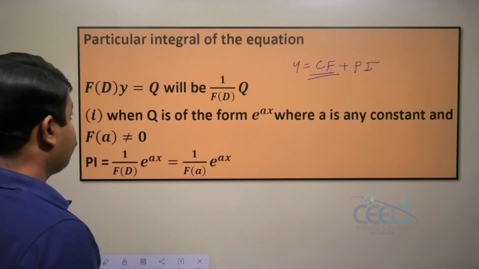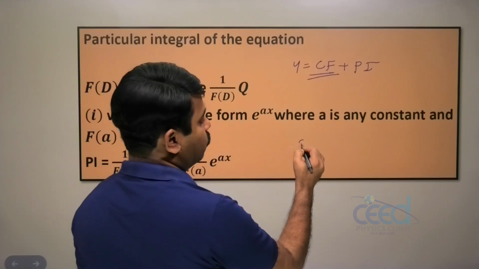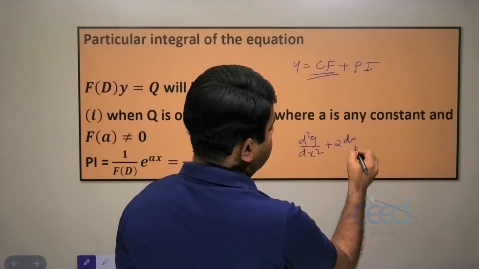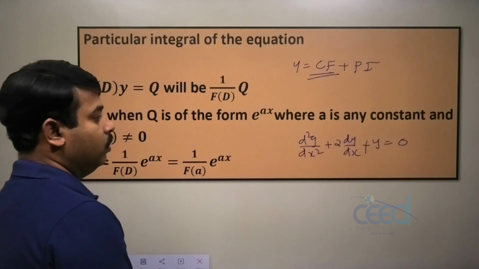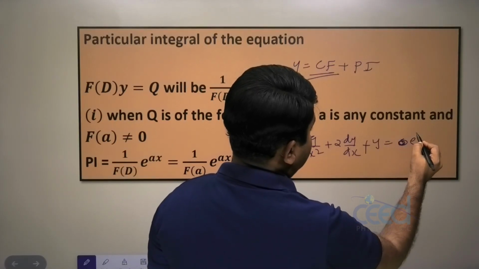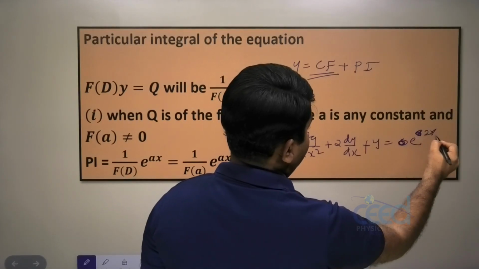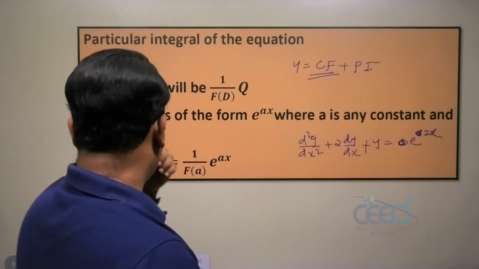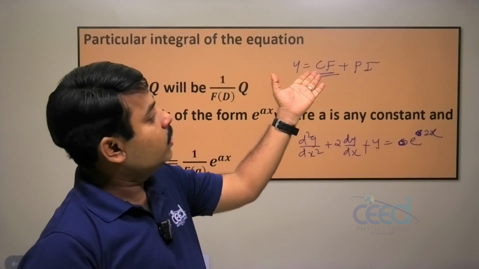Suppose you have a differential equation, say d square y by dx square plus 2 dy by dx plus y equal to, not 0, you are considering the function e raised to 2x. This is a differential equation. Now the rule is y is equal to CF plus PI.